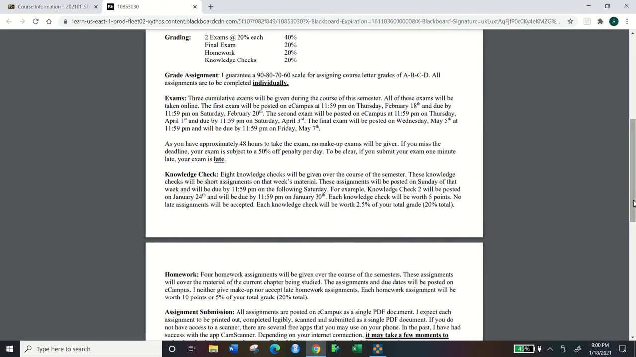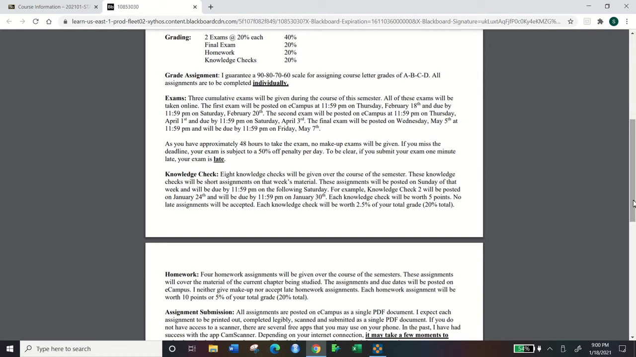The important part that I want to highlight about this syllabus is the grades breakdown and the assignments themselves. So as far as grading goes, this course will have 3 exams. Each of those exams is worth 20% of your grade. You will have homework that is worth 20% of your grade, and knowledge checks, which are also worth 20% of your grade. As far as your overall grade assignment, I guarantee a 90, 80, 70, 60 scale for assigning course letter grades of A, B, C, and D. And you should understand that all assignments are expected to be completed individually.